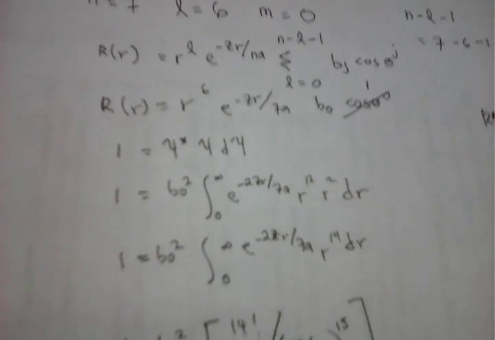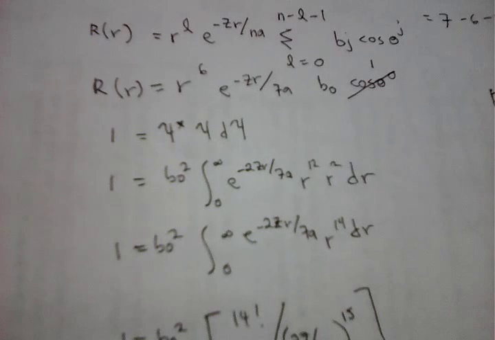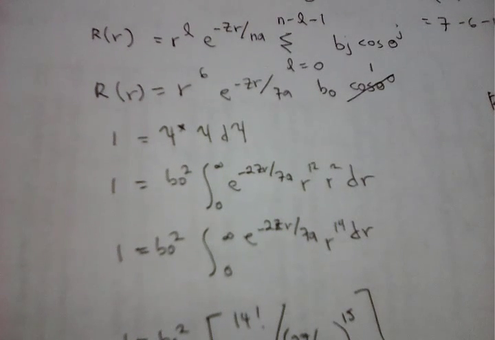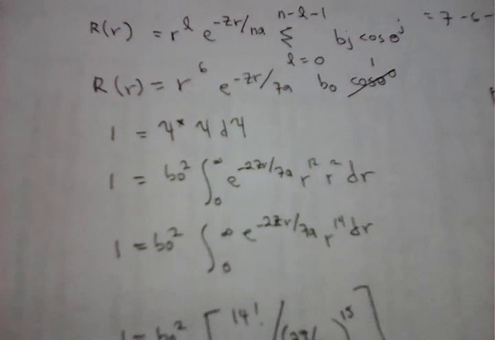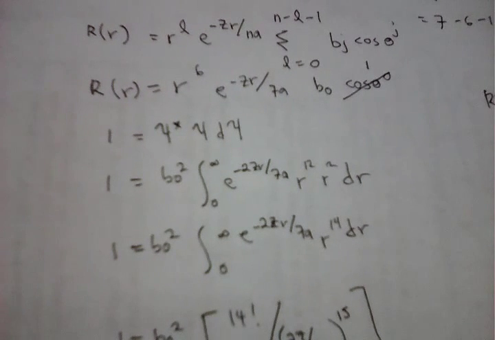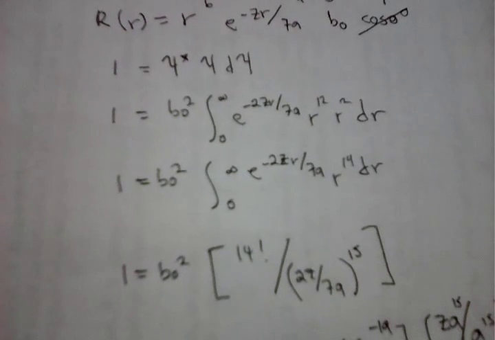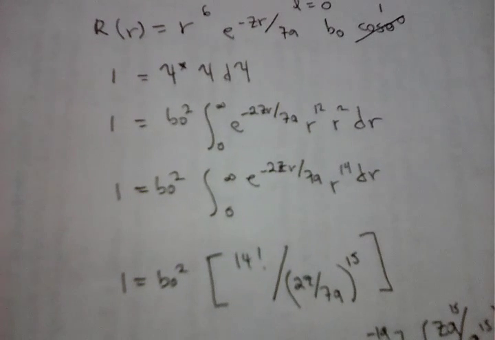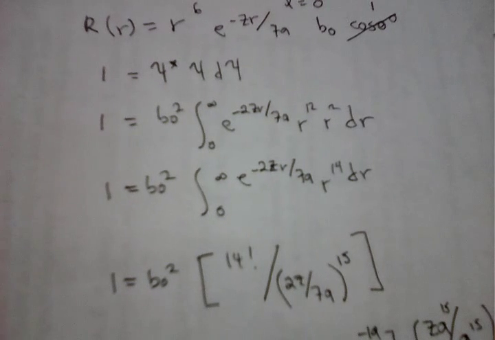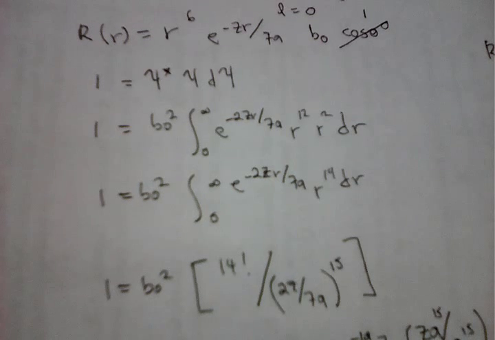After normalization, it will be 1 equals b naught squared, the integral from 0 to infinity of e raised to negative 2Zr over 7a, r raised to 12, r squared dr. Then r to the 12 times r squared equals r to the 14. So it will be 1 equals b naught squared, the integral from 0 to infinity of e to the negative 2Zr over 7a, r raised to 14 dr.